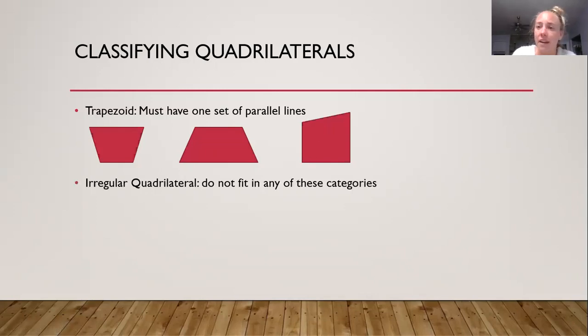Finally, we have the irregular quadrilateral, and this is a quadrilateral that does not fit any of the other categories that we've gone over. So something like that would be considered an irregular quadrilateral.